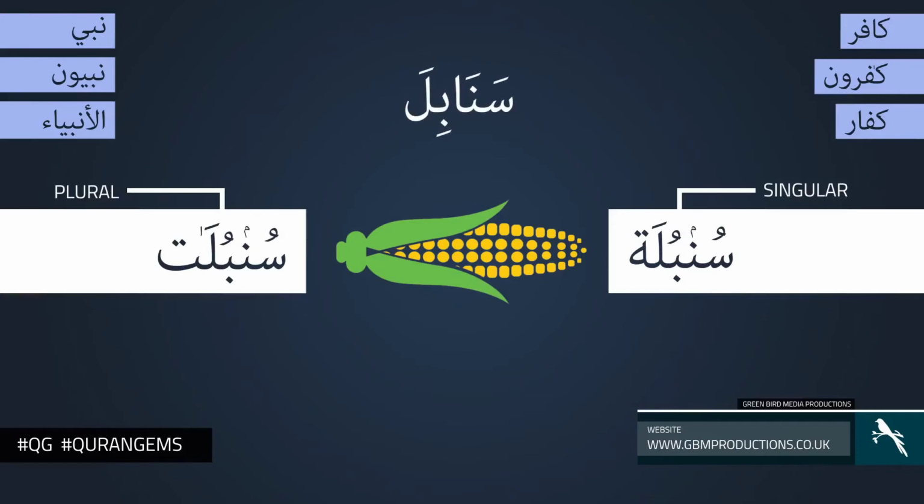In the Arabic language, they have a concept that you can have singular, you can have plural, and you can have super plural. Sumbula is singular. Sumbulat is plural. Sanabil is what? Super plural. So the more powerful plural is which one? Sanabil. Now let's turn to the Quran.